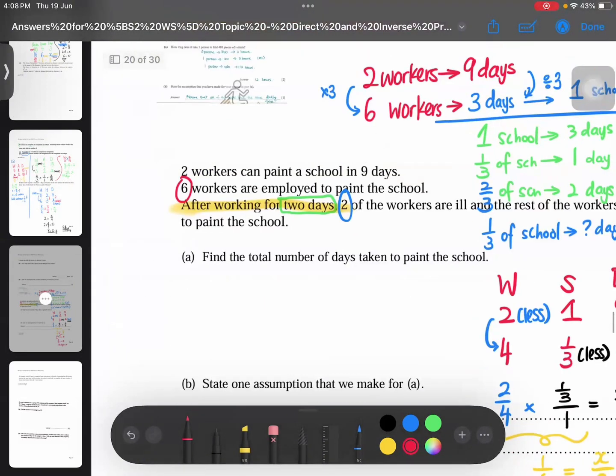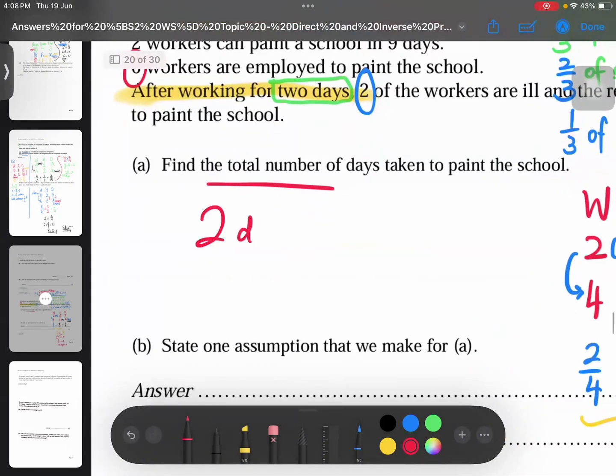So how many days in total? At first they work for 2 days, right? Then after that they added 1.5 days. Agree or disagree? So 3.5 days. That means they use 3.5 days to paint the school.